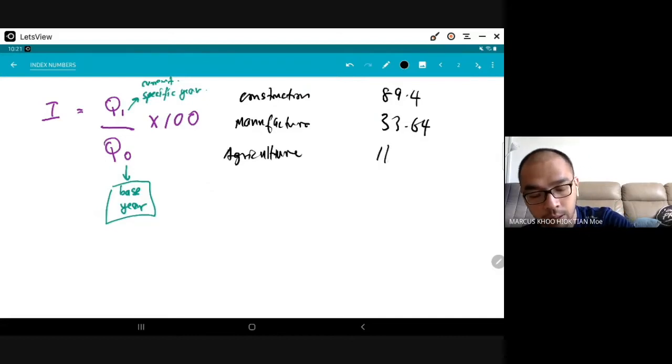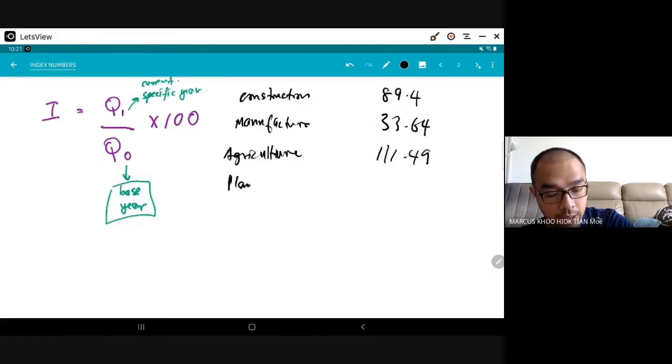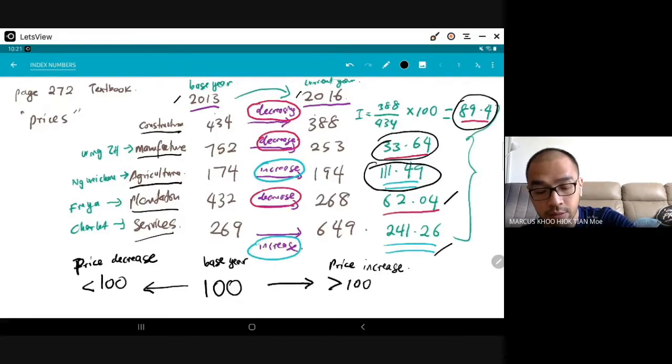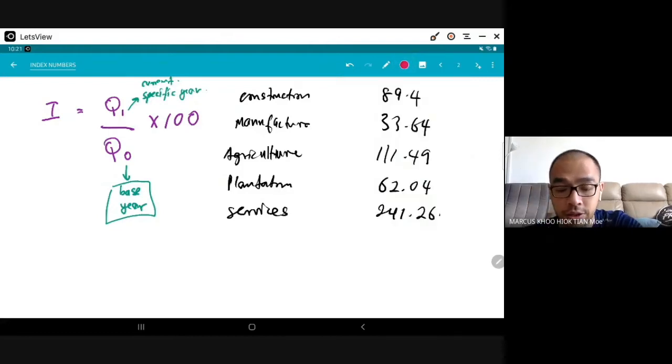Okay, 111.49. Plantation is 62.04. And services is 241.26. So we know that construction is decrease, manufacture decrease, plantation decrease. Whereas agriculture increase, services increase.